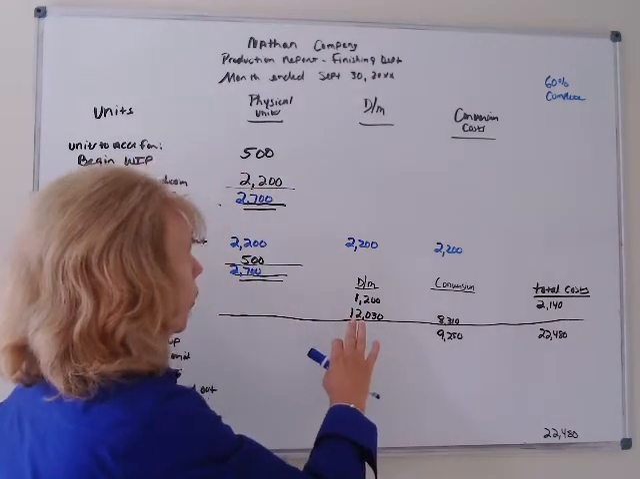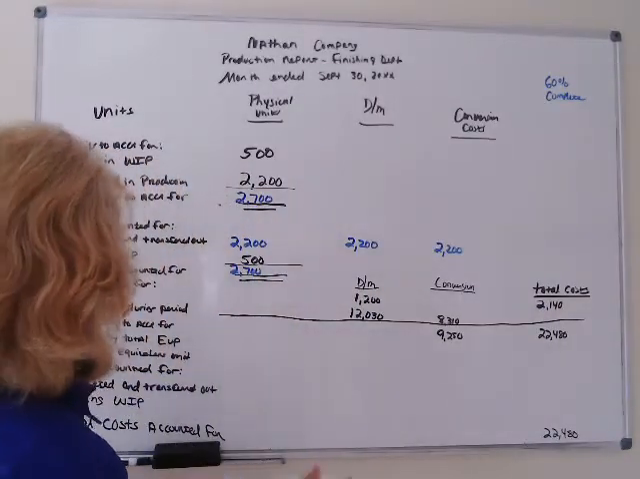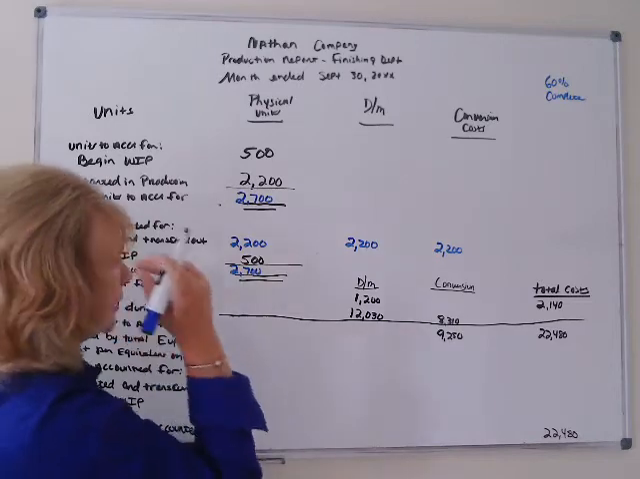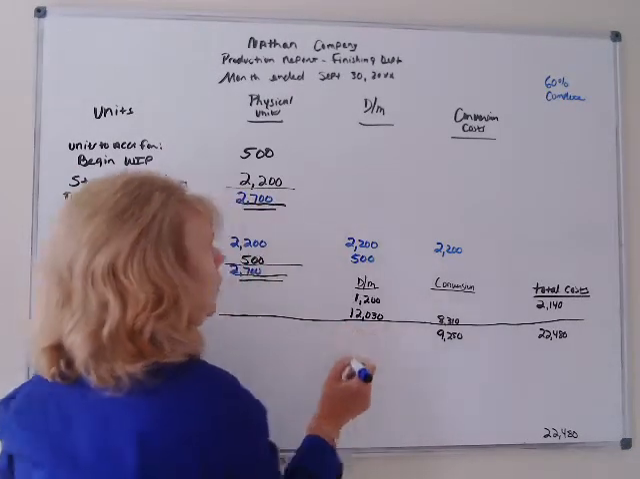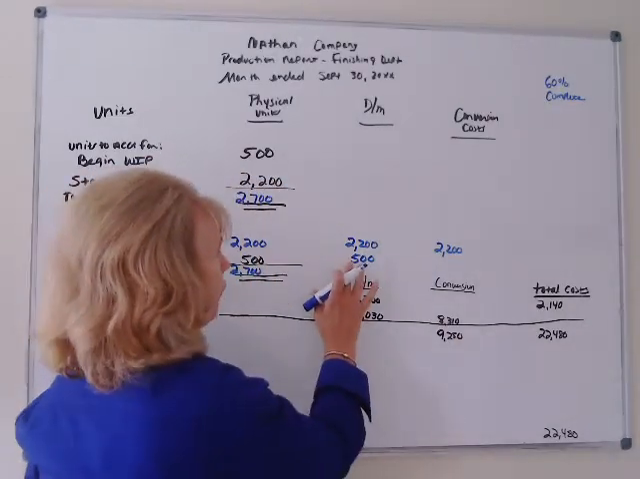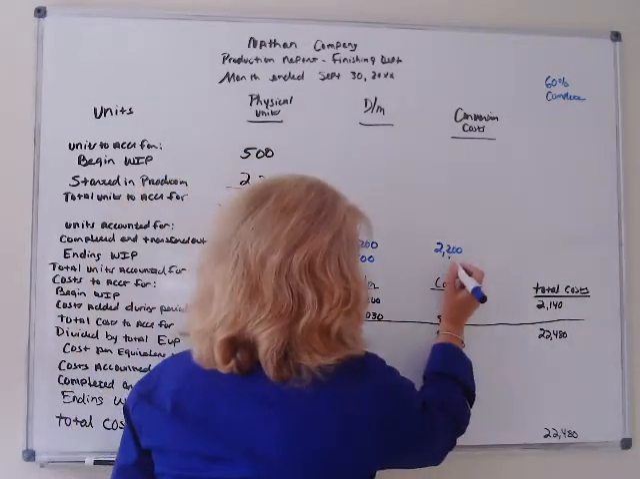Okay, so now I need this 60% complete. All right, so the ending work in process is 500. Well, direct materials will also be exactly the same. It's conversion costs that I need that 60% complete. So I just take the 500, multiply it by 60%, and that gives me 300.